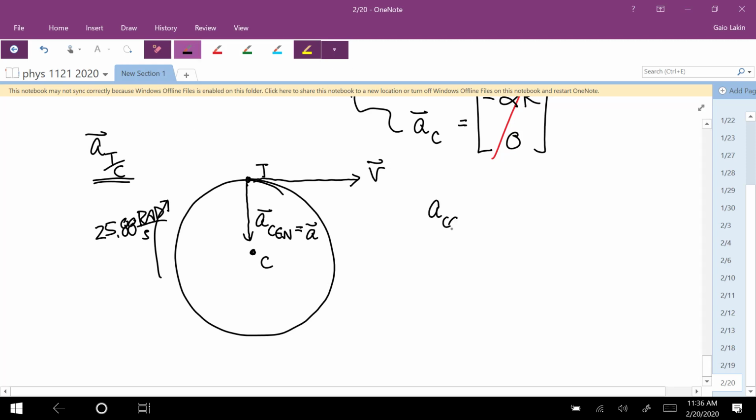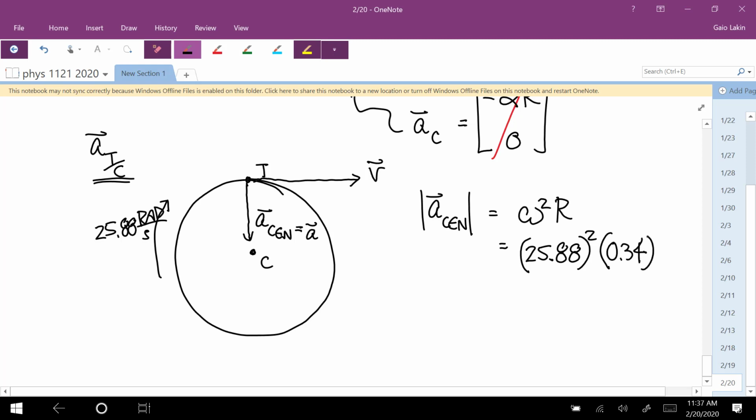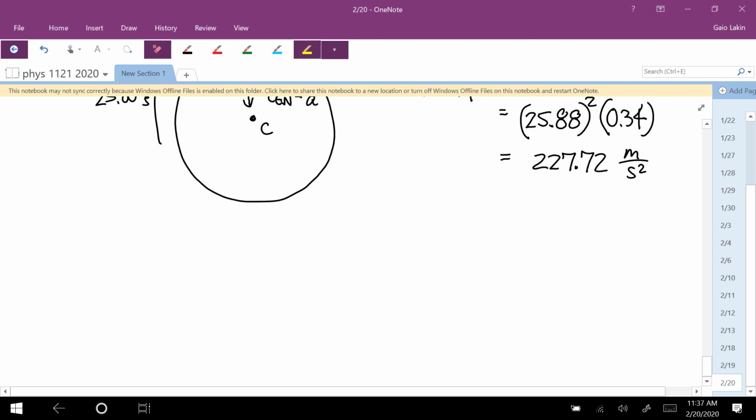The magnitude of the centripetal acceleration is omega squared r. So that's 25.88 squared times 0.34. And what do you get for that? 227.72 meters per second squared. That's the magnitude. And we know the direction is in the negative y.